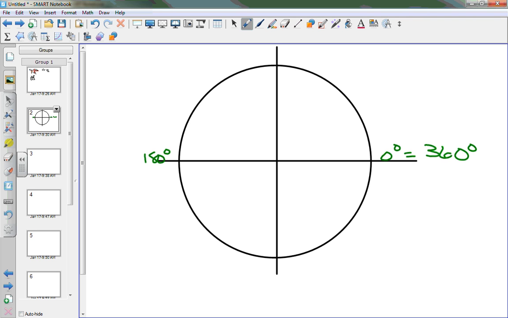Now, what's in between 0 and 180? 90 degrees. Well, that makes sense because it's a 90-degree angle right here at the origin. Well, what's in between 180 and 360 on the bottom? 270. Why is it 270? Because 180 plus 90 is 270. Do we understand that? This is all common knowledge for you. Do we all understand that? Yes or no? Okay? Now, here's the jump that starts getting confusing.